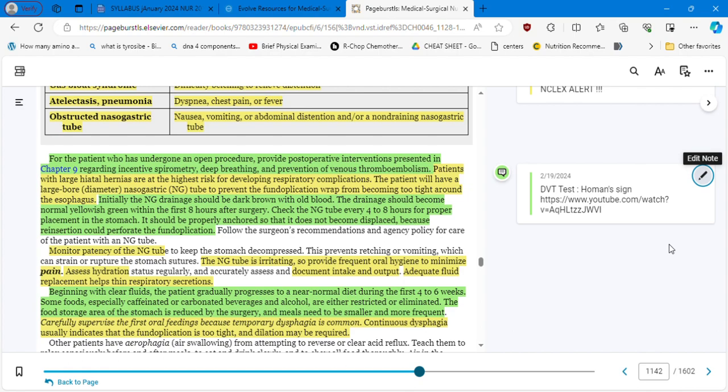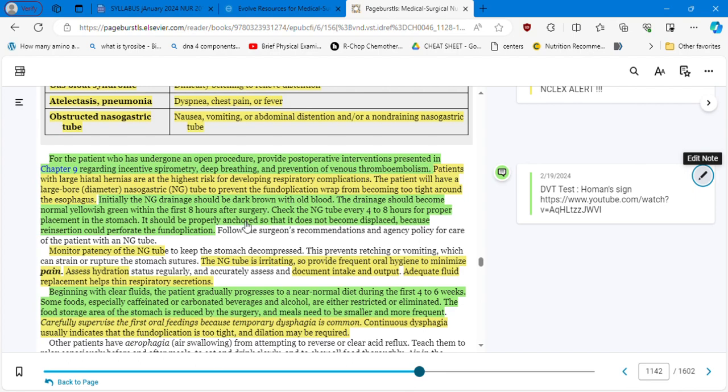Also signs and symptoms of this DVT are a swollen leg, it is going to be red, and it's going to be warm to touch, right? So that's why we are doing this, common signs. Patients with large hiatal hernias are at higher risk for developing respiratory complications.